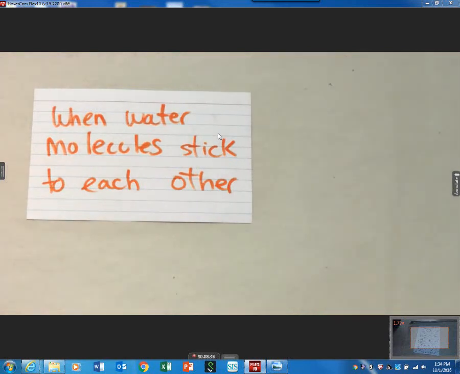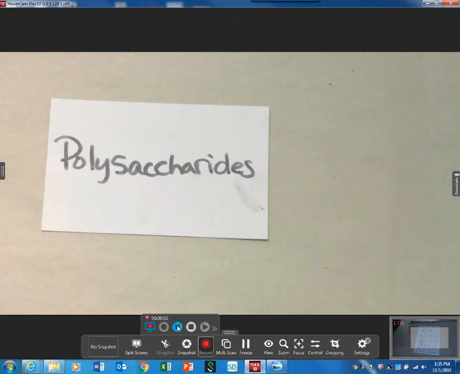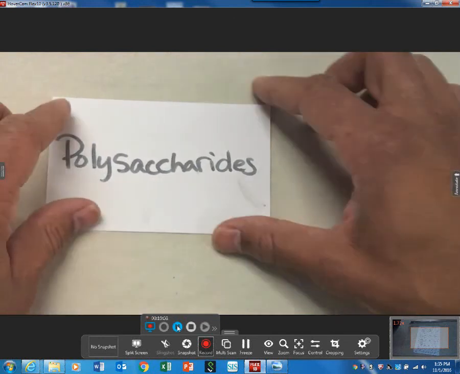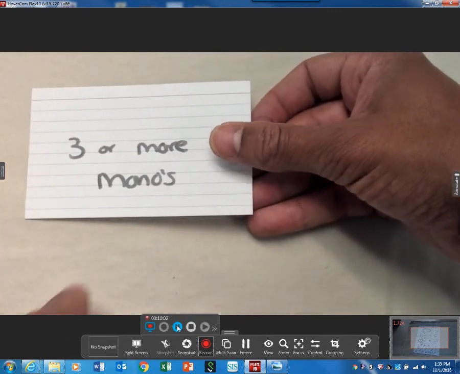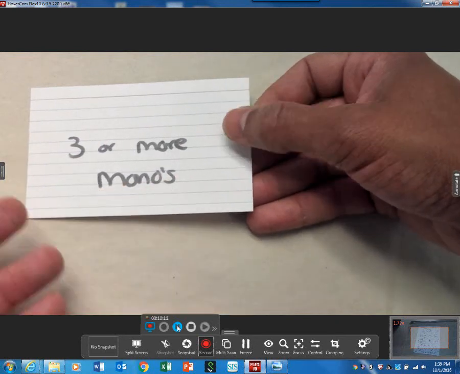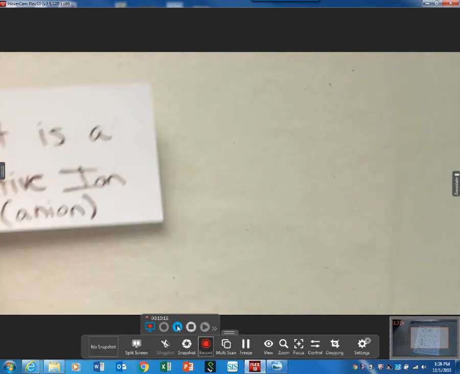When you add... Okay, we're going to pause for 1 second. All right, so let's move through this. Hey, what do you have? Polymer carbohydrate. Okay, let's see what she was thinking. Three or more monosaccharides. A polymer of a carbohydrate is another answer I heard. All right. We already kind of addressed this.